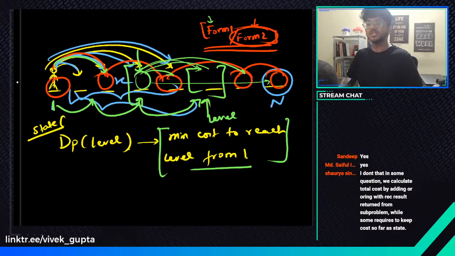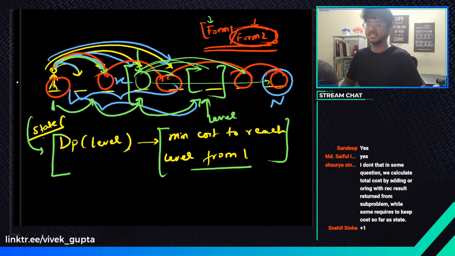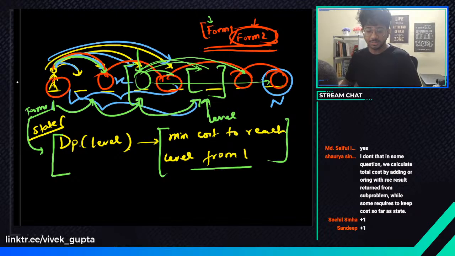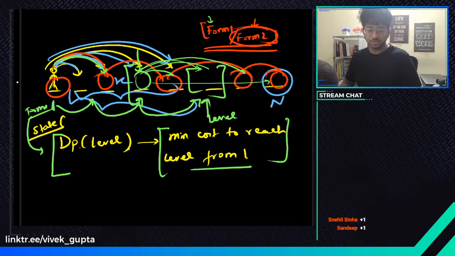If you don't remember what forms are, I'm already giving you. This comes from form itself. So if in case you have not yet covered forms, this is where forms come into action. In some questions we calculate total cost by adding the recursion result returned by a subproblem, while some require keeping the cost so far as a state. Yeah, you can do that. So it is both an option, right?